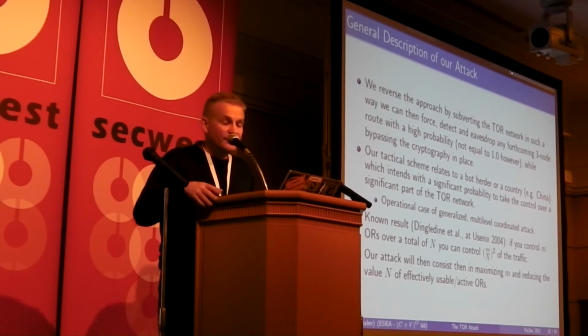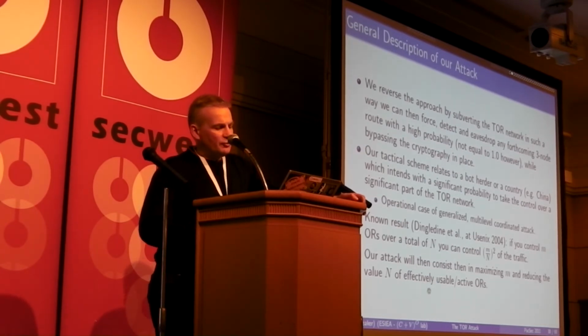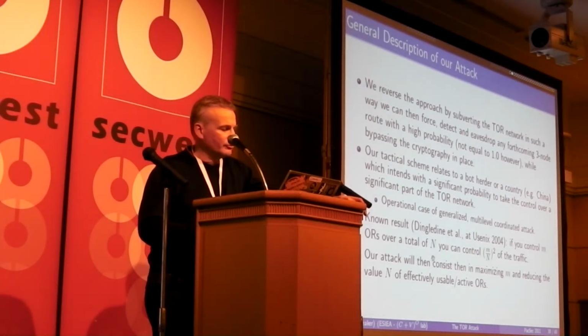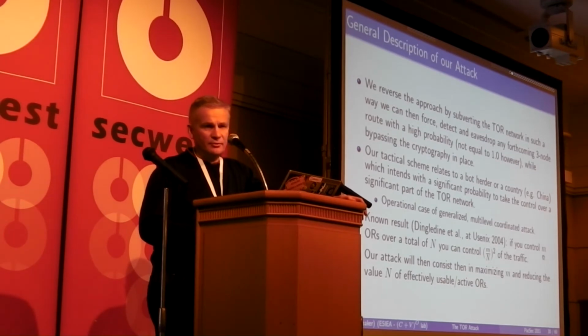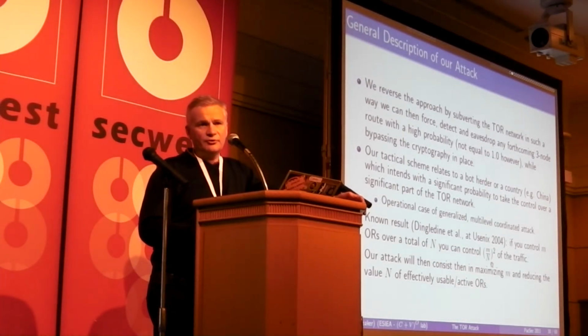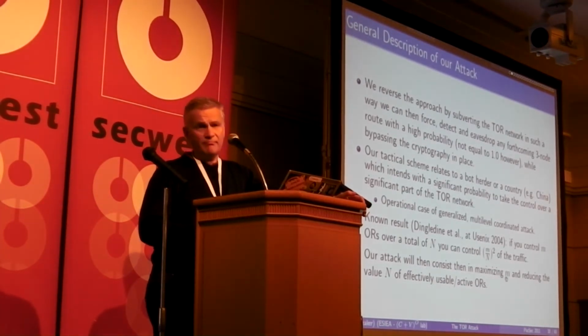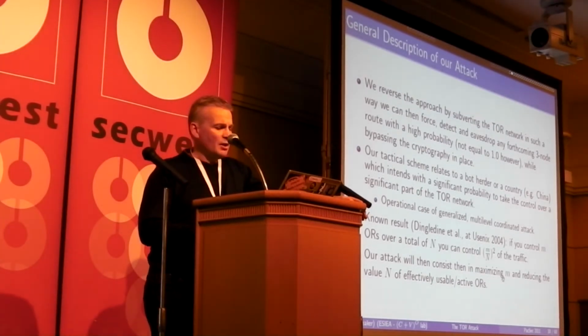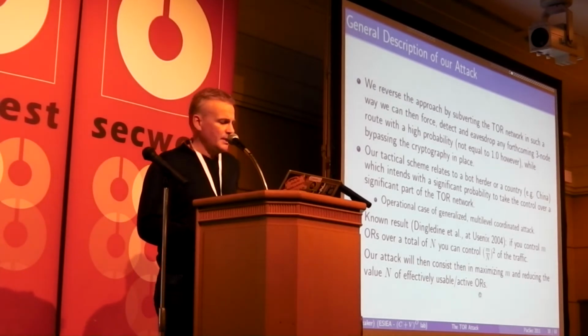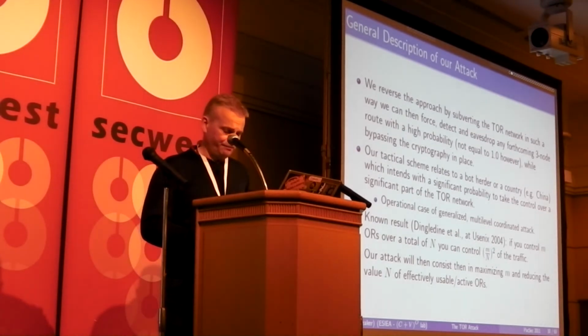And in fact, there is a very interesting result from Diggledean. In fact, we say that if you control M onion routers, whatever may be the kind of control, over a total number of N, then you are able to control that percentage of the traffic: (M over N) to the power 3. So, our attack consists first in maximizing M by infecting them, or installing rogue onion routers, and reducing the value of big N, I mean the active onion routers.